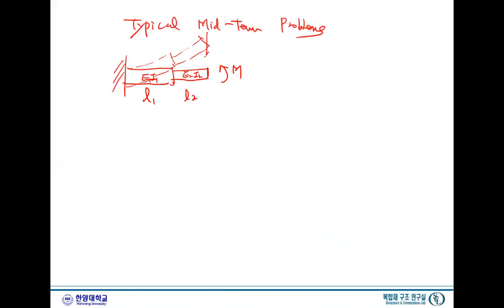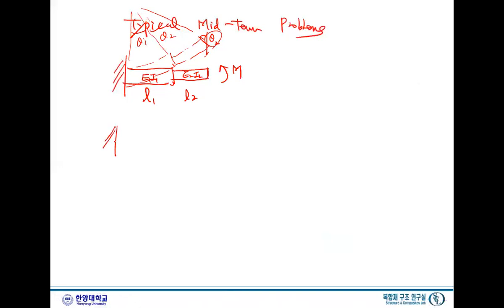So how much does it rotate? Phi, I will call phi2. See, this one has a certain rotation and that one has a certain rotation. Let's call them phi1 and phi2. And how much will this phi1 be? Okay, this is a very typical problem for the beam case.